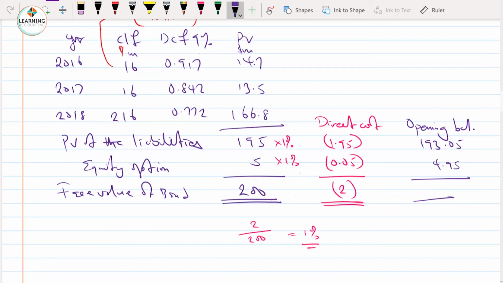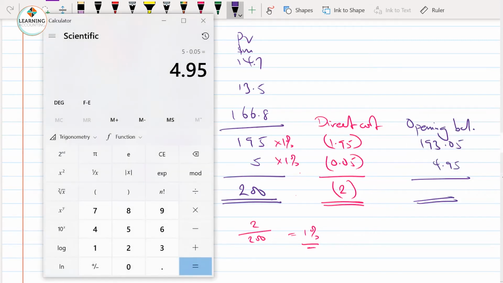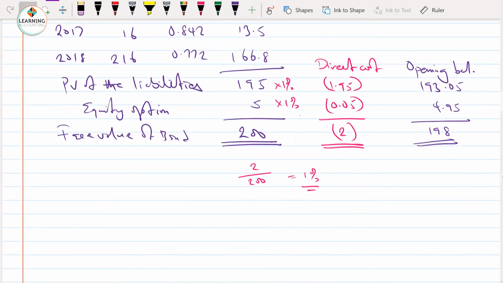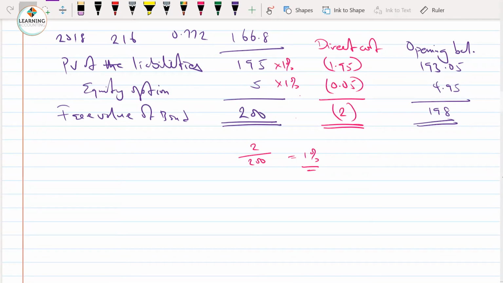Of course, if we sum this up, 4.95 plus 193.05, you can see we have 198, which is the same thing as 200 minus 2, giving us 198. So that's the opening balances in respect of this particular instrument.